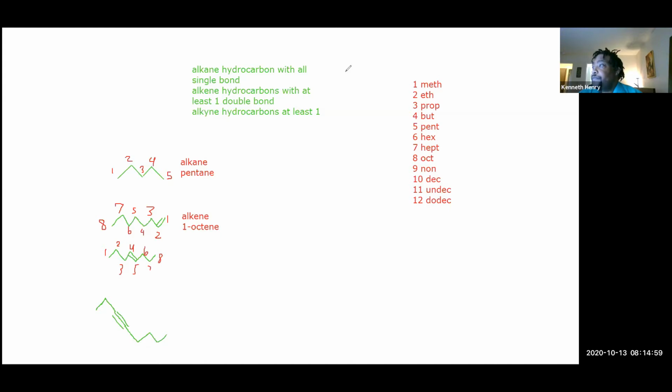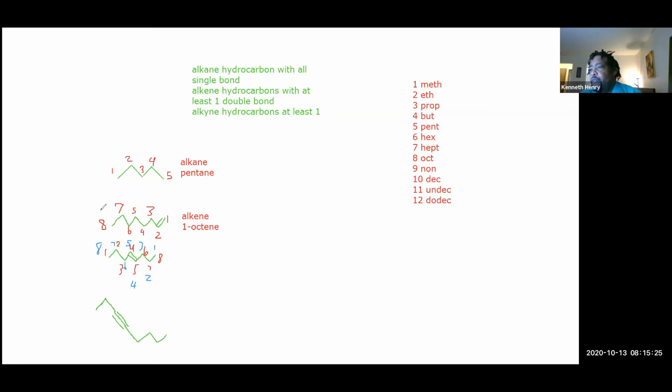Or 1, 2, 3, 4. Guess it's 4 either way, huh? 5, 6, 7. So in this case, it doesn't make a difference which way we go because it's 4. The smallest number will be 4 either way.